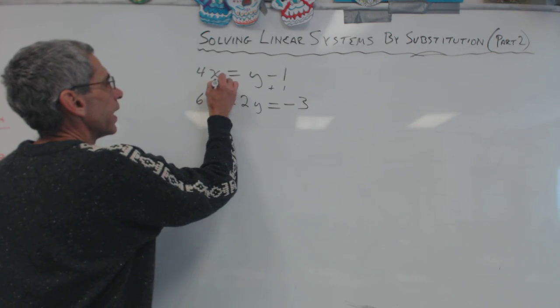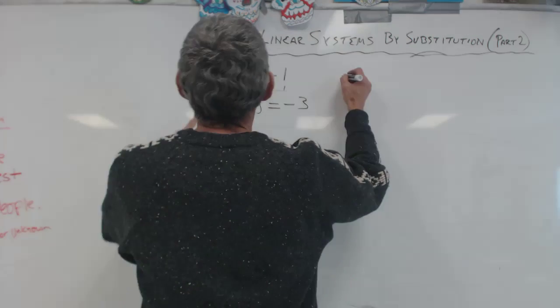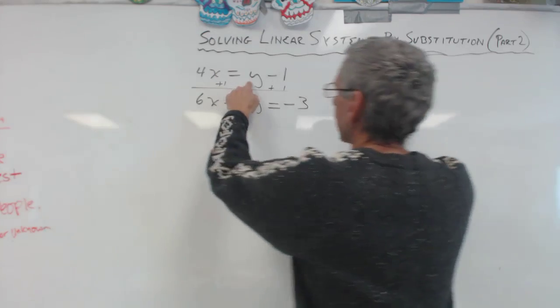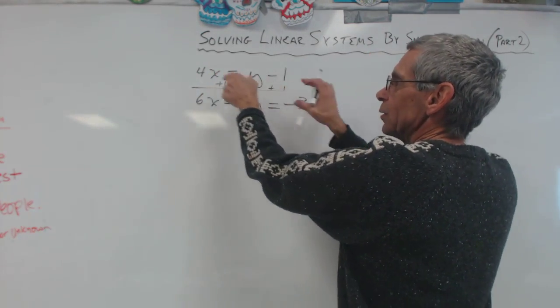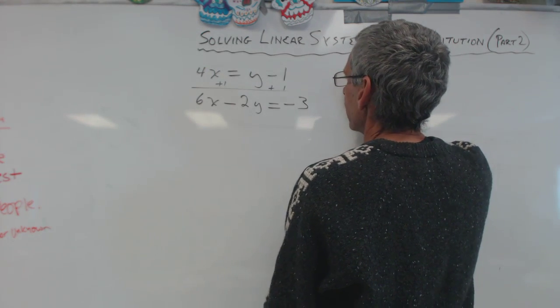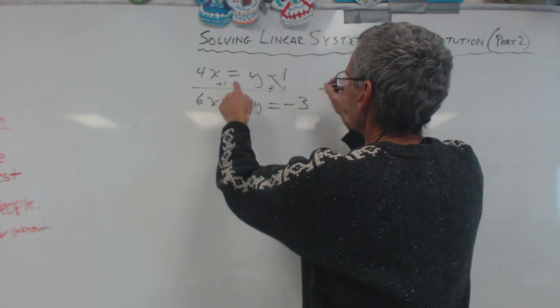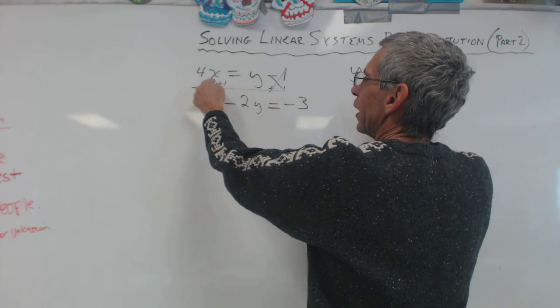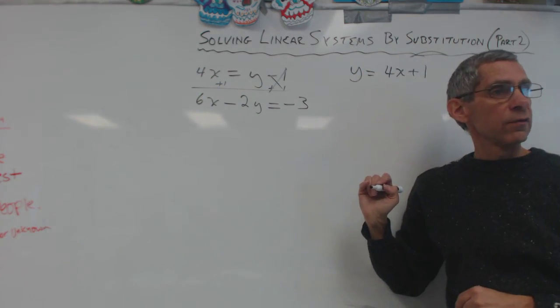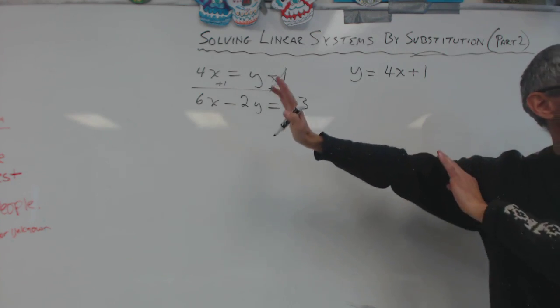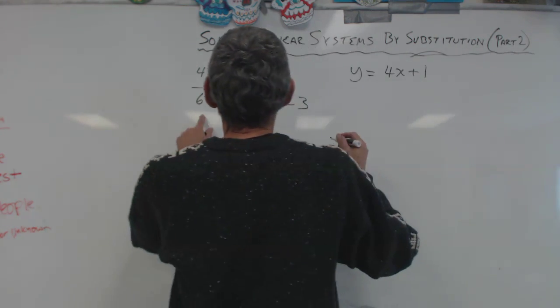If we add 1, I'm gonna write my y first. If this is equal to y, then y is equal to this. This crosses out, and y equals 4x plus 1. You agree with me? You see what I did? Even though the y would normally be on the right, I like it on the left, so I'm putting it on the left.